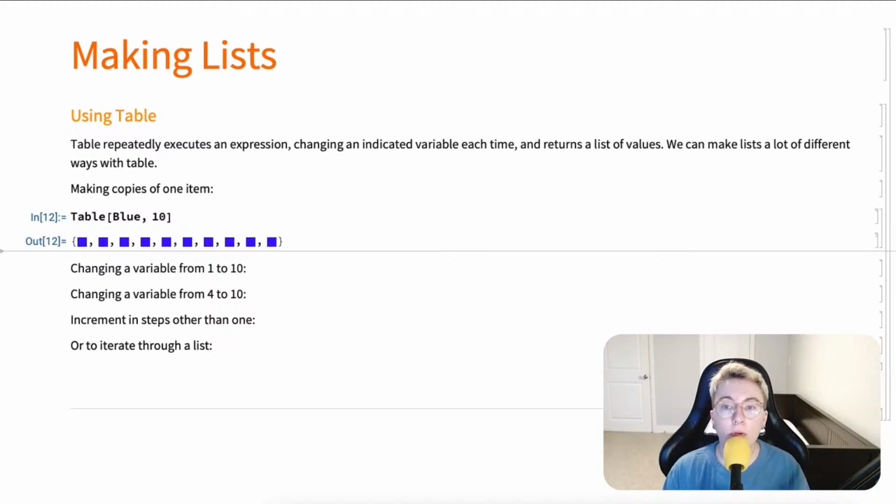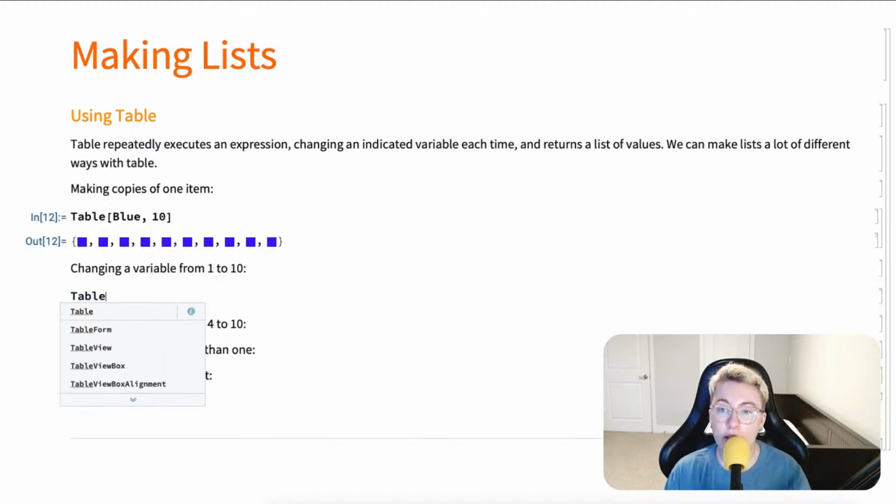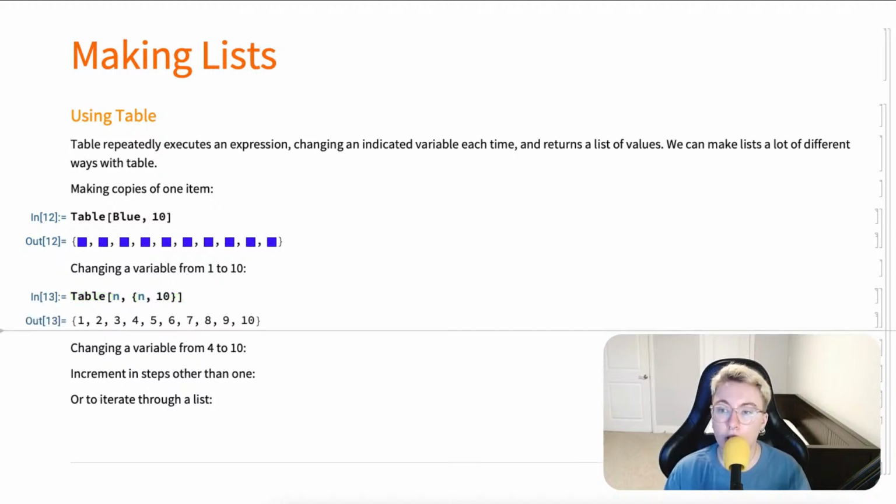Table is more flexible than range in that we can set a variable that we're changing for each evaluation. The first 3 examples of this work similarly to range, but with the addition of a variable. If we have the variable n somewhere in our expression in the first argument, we can then make our second argument a list, where we first indicate the changing variable and then what number we want that variable to go up to. For this example, we'll end up with just a list of numbers from 1 up to 10.